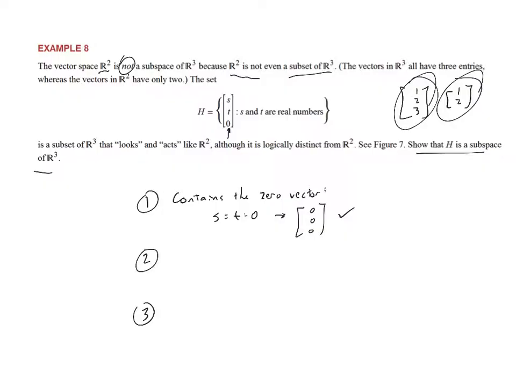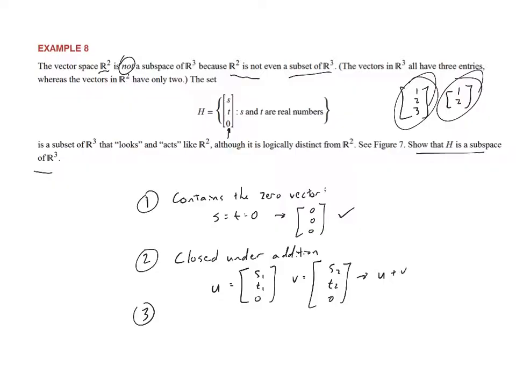For 2, we need to show that it's closed under addition. How do we do that? We're going to define a vector u that is (s1, t1, 0), and a vector v that is (s2, t2, 0). Then I say, what is u plus v? How do I add those two vectors together? Add the corresponding entries, just like we've done previously: s1 plus s2, t1 plus t2, and 0 plus 0.